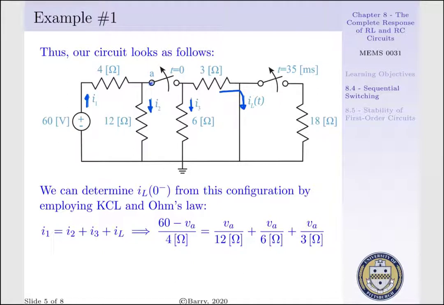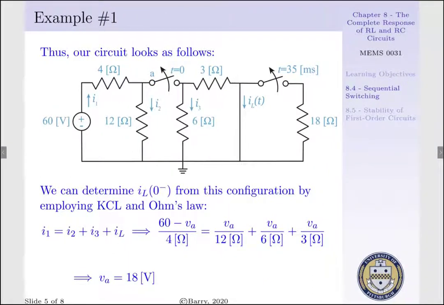If we employ Ohm's law in our KCL equation in terms of our node voltage at A and ground, we can say I1 is equal to (60 minus V_A) per 4 ohms, and this is equal to I2, which is V_A per 12 ohms, plus I3, which is V_A per 6 ohms, plus I_L, which is V_A per 3 ohms. We can solve this equation, and we find V_A is equal to 18 volts, which implies I_L from negative infinity up to 0, coming from the negative side, is equal to 6 amps. This will be our initial current within our system.